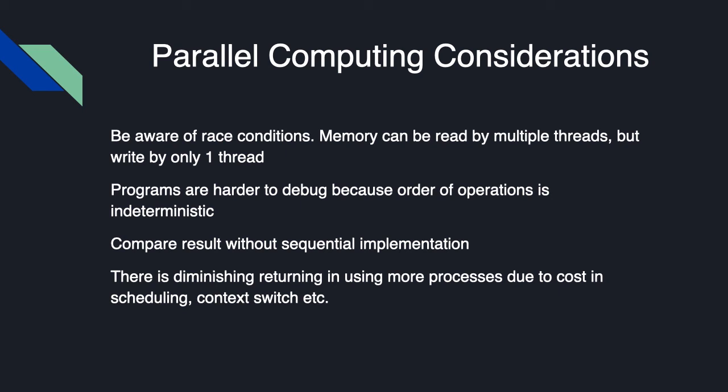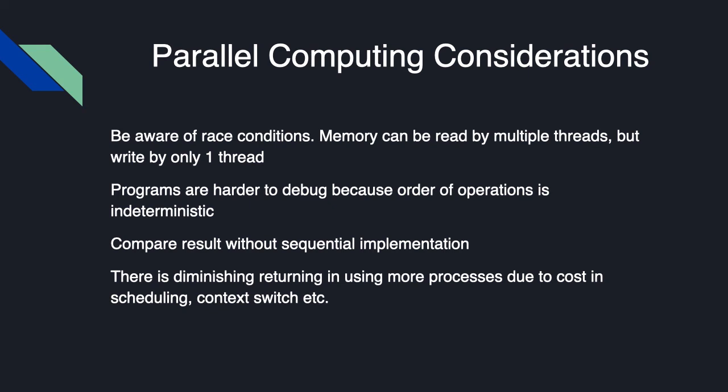Before writing our own multiprocessing engine, there are a few things to consider. First, be aware of race condition. Memory can be read by multiple threads, but only one thread can be writing to the memory. If you have multiple threads reading and writing to the same memory at the same time, the result will be inconsistent and it will be hard to debug, which is the second point. Parallel programs are harder to debug because the order of operation is indeterministic. One thread might be running first in this run, but another thread might be running first in another run. So the result of operation is indeterministic, and as programmers, we have to take that into consideration.